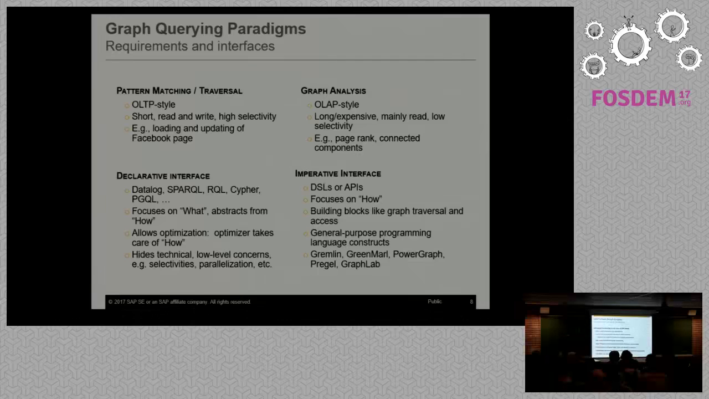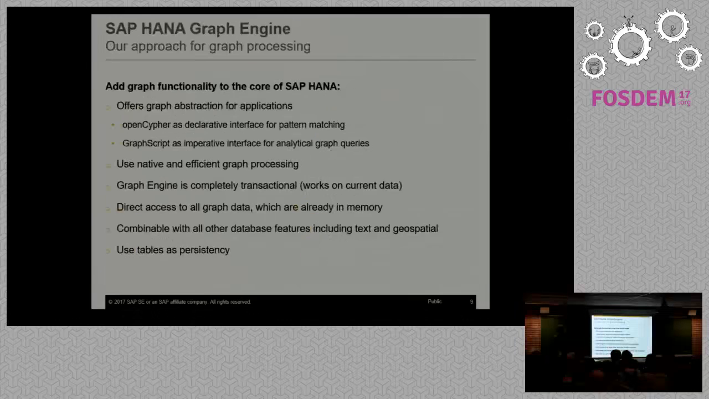Okay, let's come to our approach. Our approach is to add graph functionality into the relational database system, and we want to offer equivalent graph abstraction as an interface, like graph databases do. For the declarative interface, we want to use OpenCypher, and for the analytical graph queries, we offer GraphScript, which is a language we defined, and in some minutes I will talk a little bit more about it.